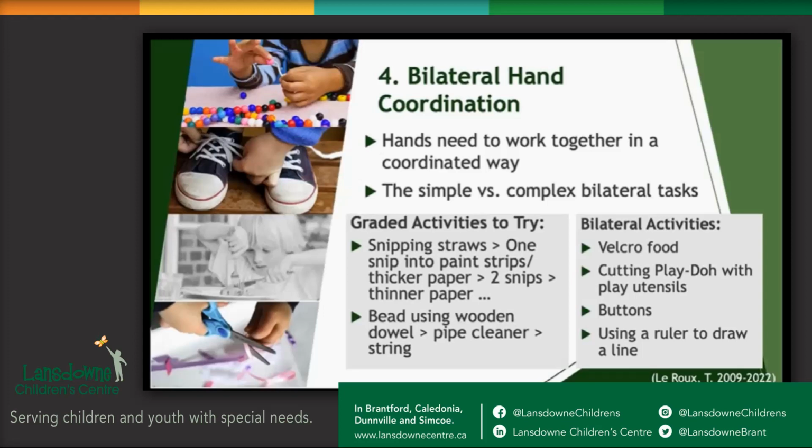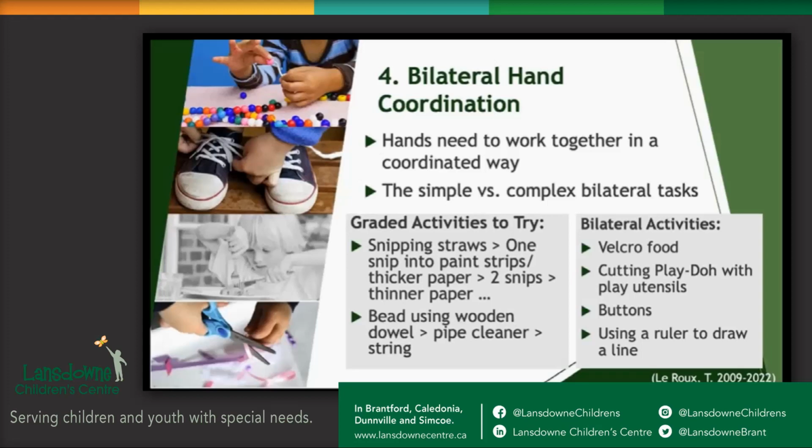And so here, in terms of activities, we've looked at how we can break down those tasks and progress them from easier to a little bit more difficult. In OT, we refer to this as grading the task. In terms of cutting, you can start by snipping straws, doing one snip into paint strips, using thicker paper, then two snips with thinner paper. In terms of beading, you can start by beading using a wooden dowel, so it's not flimsy. Then you can use a pipe cleaner and then progress to string, where it involves a little bit more of that complex coordination.